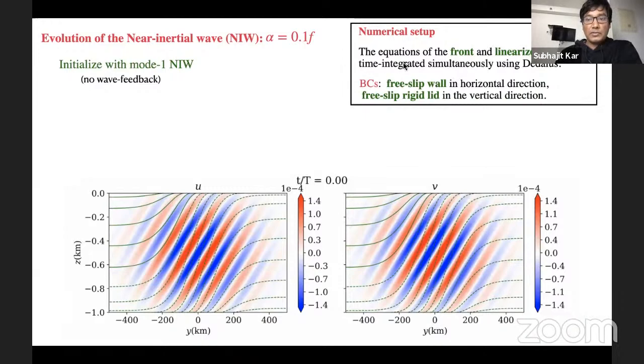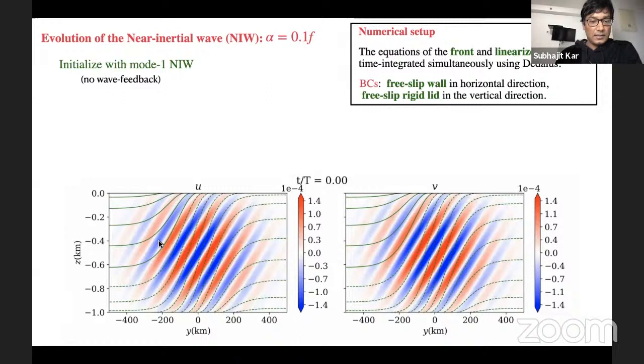And we're solving these two equations separately. They're separate equations, but they're time integrated using a pseudo-spectral code. And the boundary conditions are free-slip wall in the horizontal and free-slip rigid lid in the vertical. And this is typically the mode 1 in near-inertial waves.